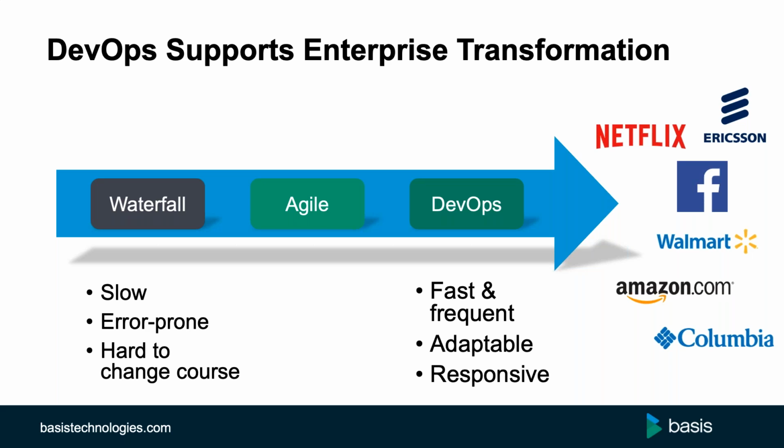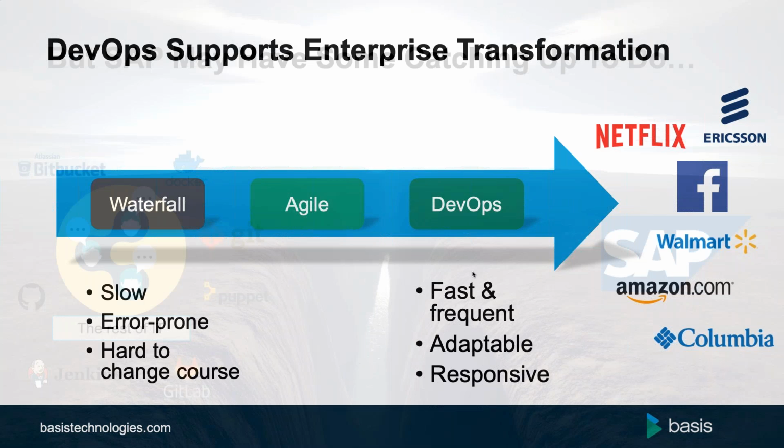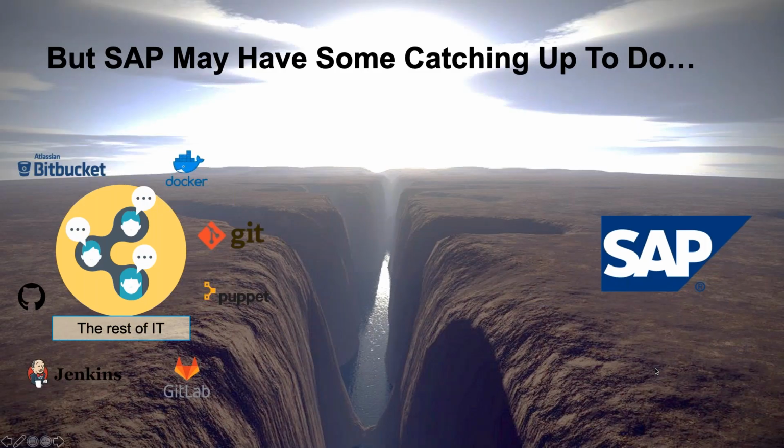So DevOps is very much effective in supporting enterprise transformation, as I've said, but SAP may well have some catching up to do. SAP is very much a situation of a chasm with IT on one side and SAP on the other. It's a very common scenario in a lot of the organizations that we engage with, principally in many cases just because the tools and the processes that a lot of the rest of the IT will be using just don't work with that technical and architectural uniqueness that we have in SAP.